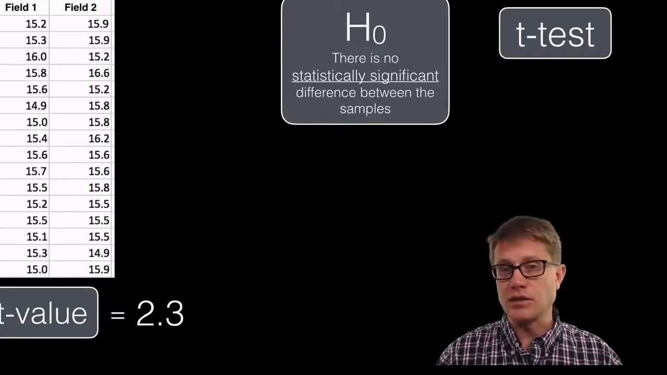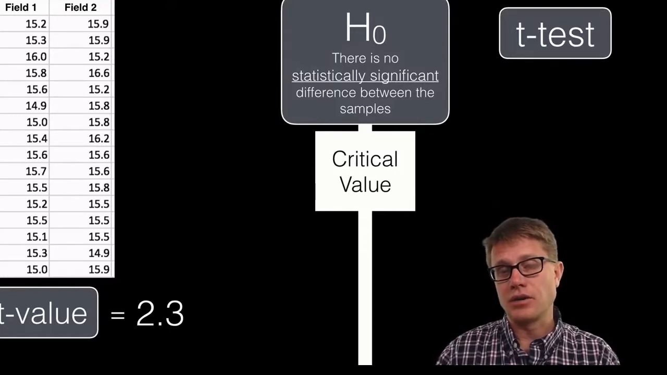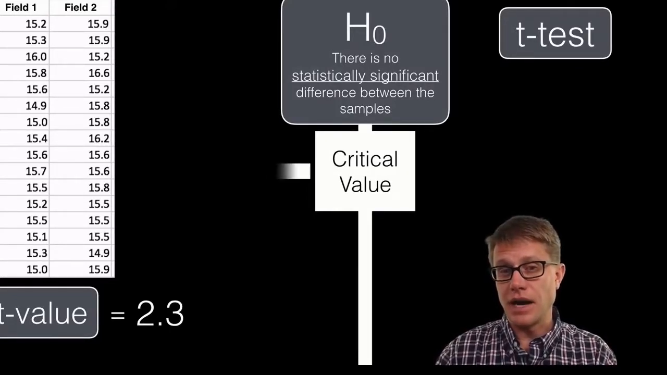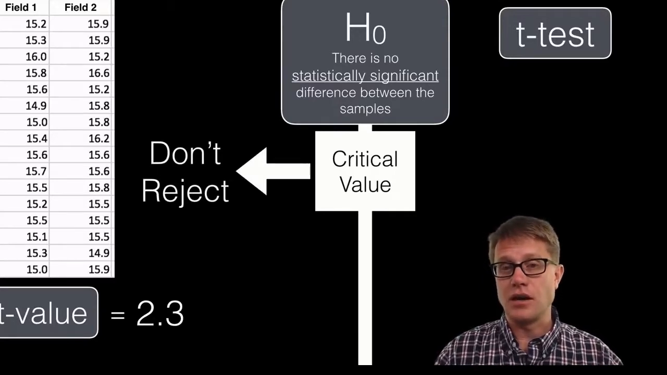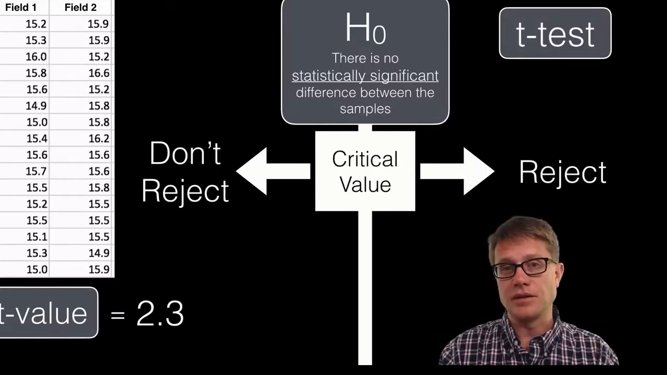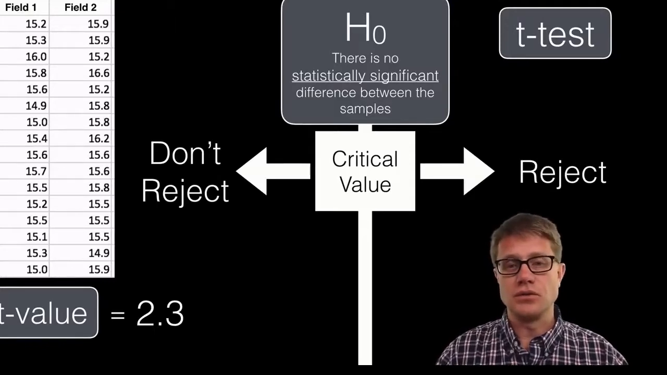In other words, any difference that we would find is simply due to chance. You then identify a critical value, a number. If our t-value is lower than that, then we don't reject our null hypothesis. But if we get a t-value that's higher than the critical value, then we reject our null hypothesis. There must be an alternate hypothesis. There could be something going on between these two fields.